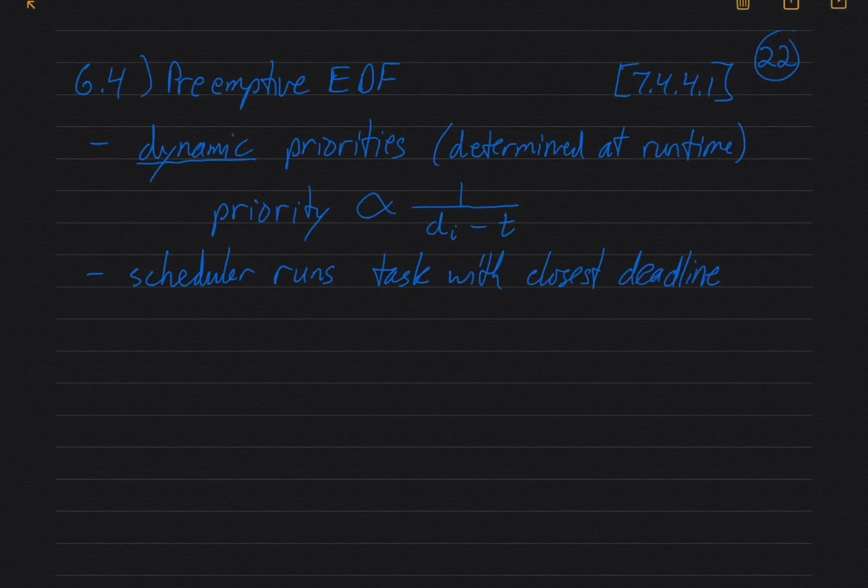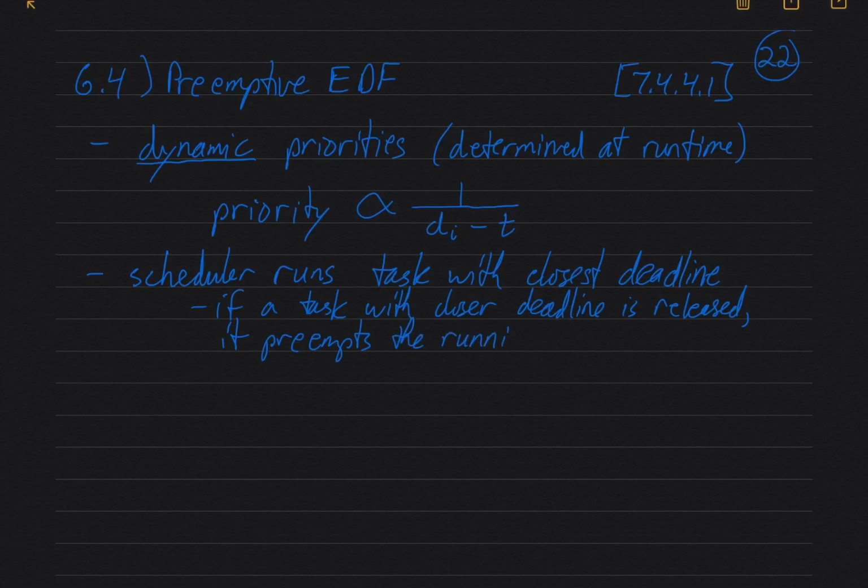Now this is preemptive EDF, so that means if a task with a closer deadline is released, it preempts the running task. So the task has a closer deadline than the current running task, which had the highest priority until the new one got released.